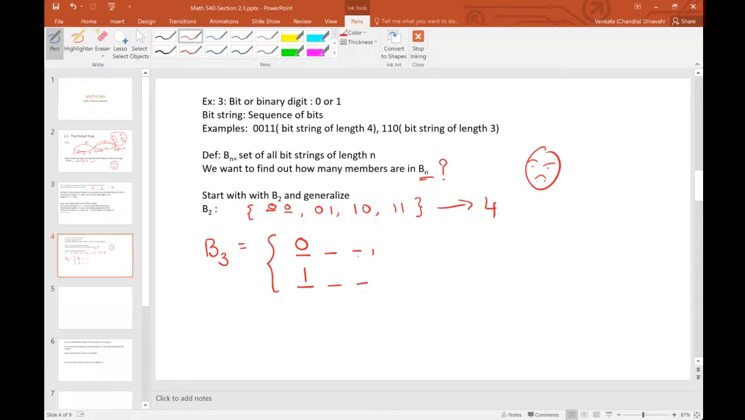So there are 4 different bit strings of length 3 which start with 0. That means it can be 000, or it can be 001, or it can be 010, or it can be 011. So these are all the bit strings of length 3 which start with 0. Similarly, if you start with 1, the remaining two form a bit string of length 2, so it can be 100, 101, 110, or 111.